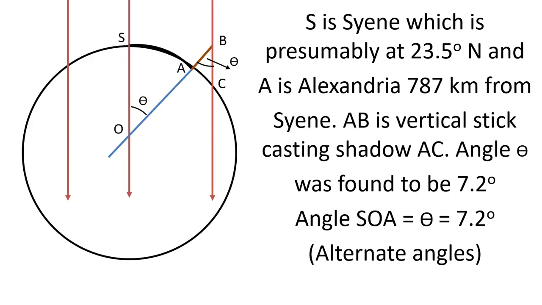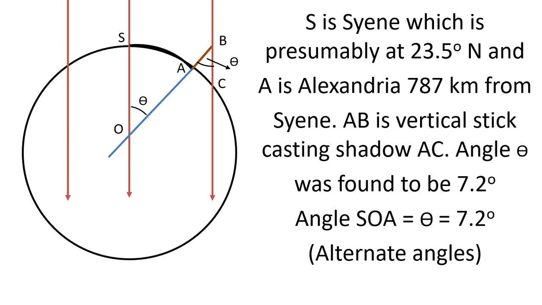Okay, now we come to the main subject. The circle represents the earth. The three vertical lines in red color represent the sun's rays falling from the sun on the surface of the earth. S is Syene, which is presumably at 23.5 degree north latitude, so that the sun's ray is falling exactly vertically, and if we extend it, it passes through the center of the earth O. And A is Alexandria, and the distance SA, that is the distance between Syene and Alexandria, is 787 km, which is represented by an arc of the circumference of the circle.